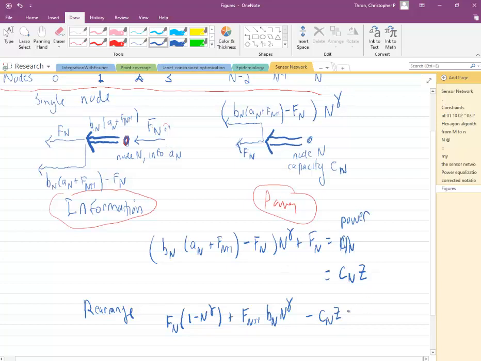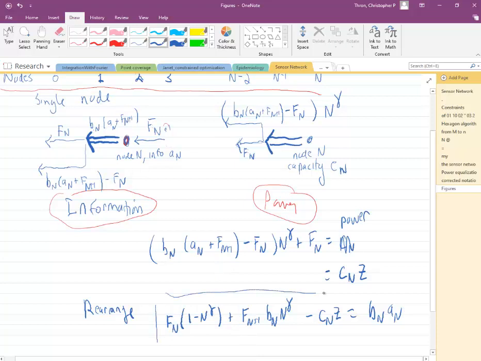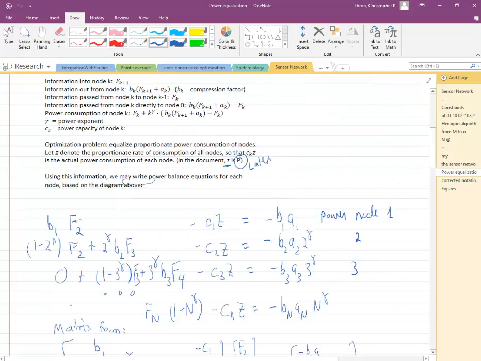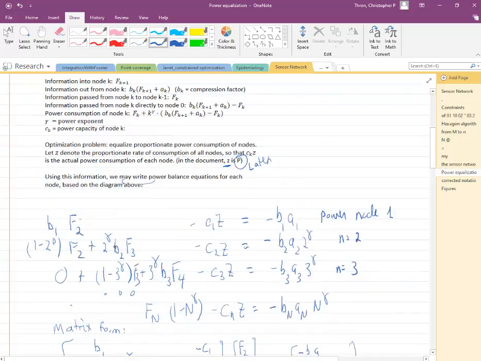And what's left over is this term, Bn An. Okay? So you see this form of equation here. This is exactly the equation that we have here. Okay? That's exactly what I have here. Here I have n equal 2, n equal 3. If you look back at this equation, you will see this is the same equation as this one. So I can write this equation for all of the nodes.